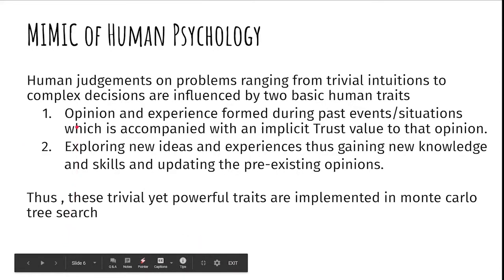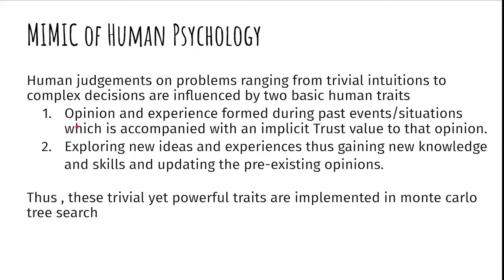Now, the basis of MCTS stands on mimicking human psychology. It doesn't do any rocket science. It simply sees what the human brain does and puts it into an algorithm. Human judgments on problems range from trivial intuitions, where we don't even know that we are making decisions, to complex decisions that we think over for several months and years, based on only two simple traits.